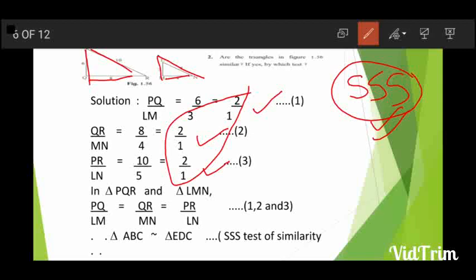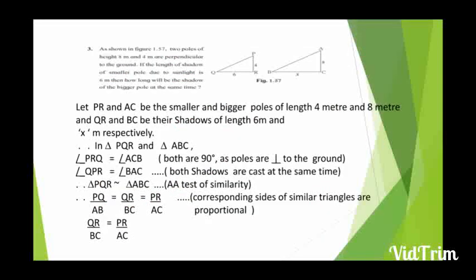That means I have got that the three corresponding sides are proportional. Since the sides are proportional, we can say that the triangles are similar by SSS test of similarity. Now let's go to the next sum. See here what they have given.